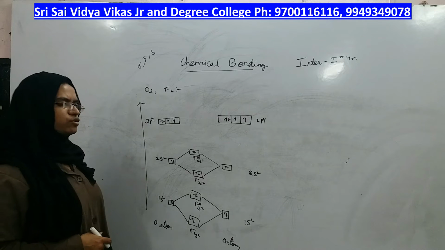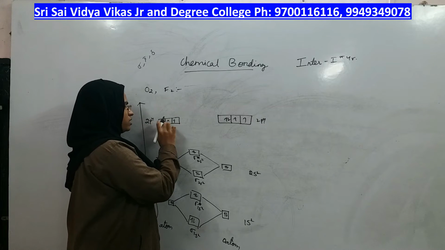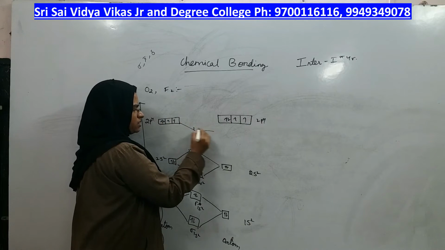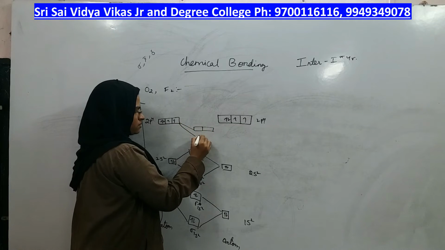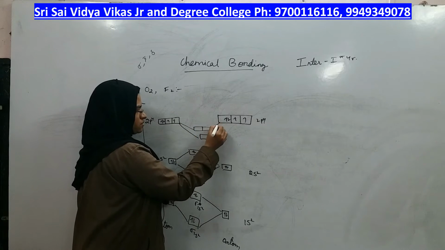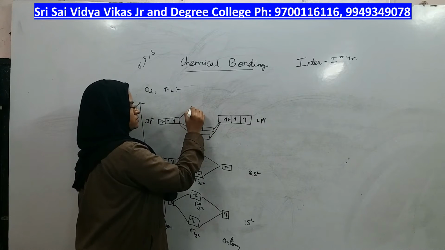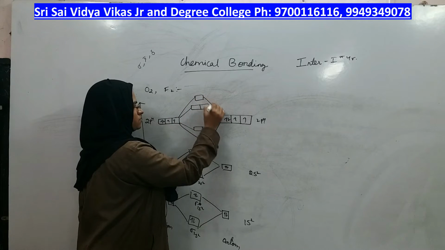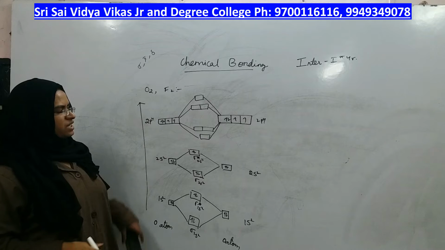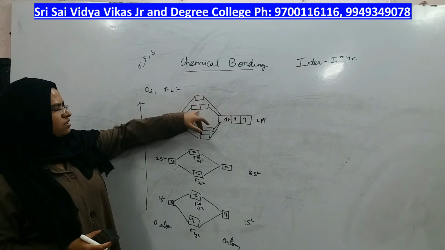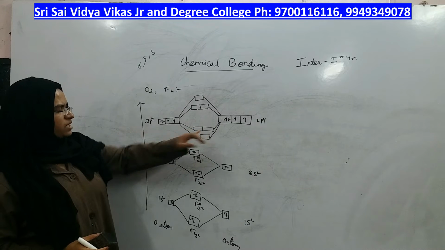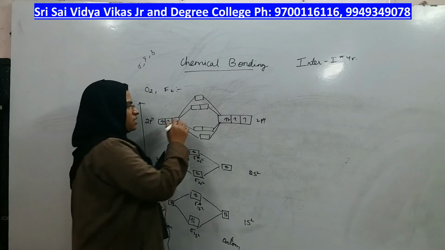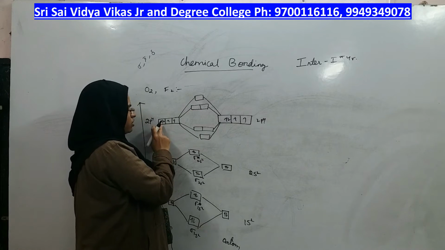Next, going to the 2p atomic orbitals. Total how many? 1, 2, 3, and 1, 2, 3. So, the total should be 6. This is the symmetrical diagram. On this side of the half, pi then sigma, and here also pi then sigma. Earlier it was not the case; sigma then pi was there, so the diagram became unsymmetrical, but here it is symmetrical.